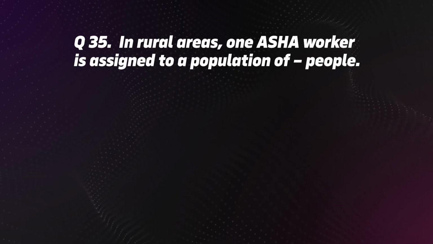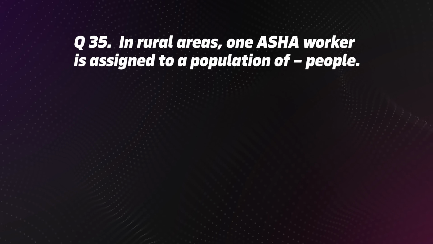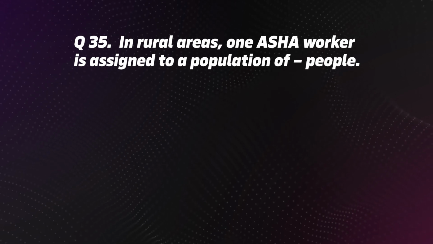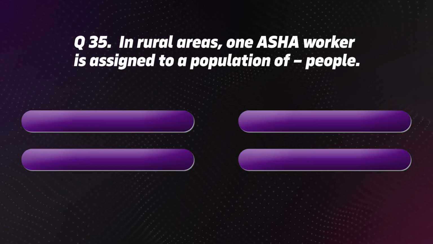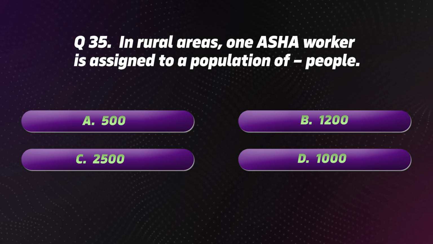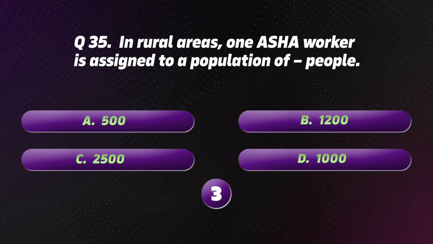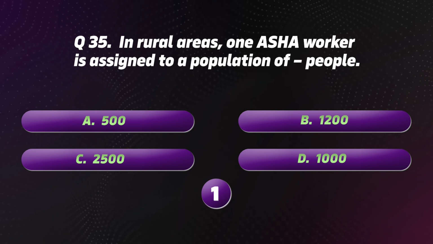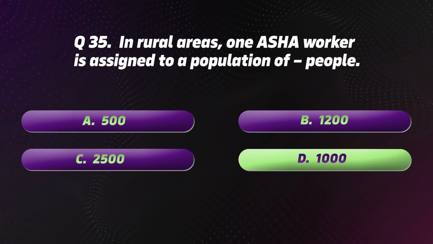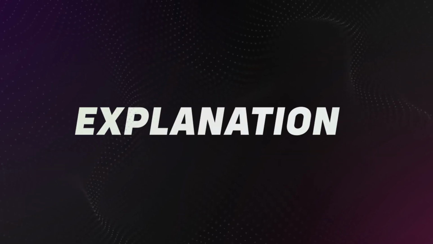Question 35. In rural areas, one ASHA worker is assigned to a population of how many people? Here are the options. A. 500, B. 1200, C. 2500, D. 1000. And the correct option is D. 1000. Here is the explanation.